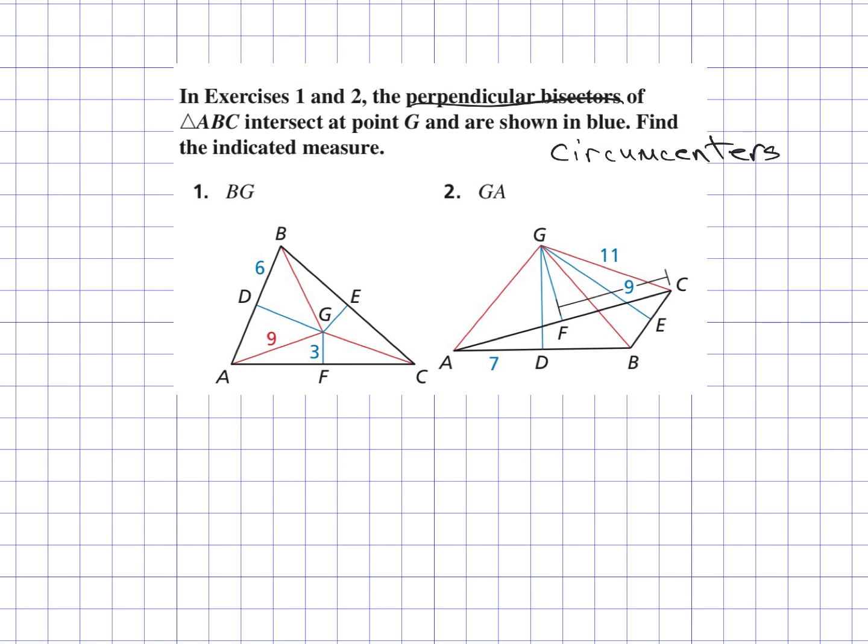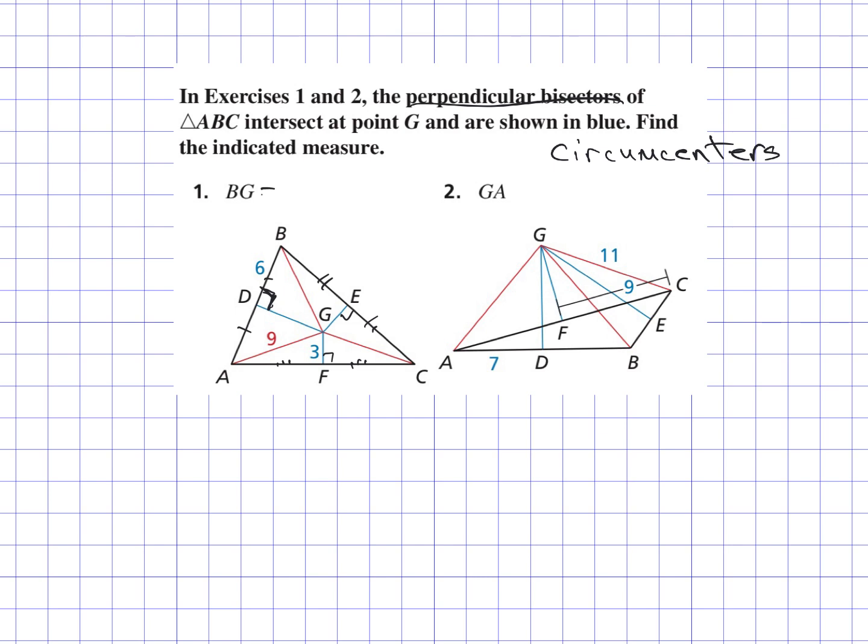Perpendicular bisectors meet at a point, and they separate the segments into equal segments. And they make right triangles. That's the other thing. Use the Pythagorean theorem to find some of the lengths. So find the indicated measure.